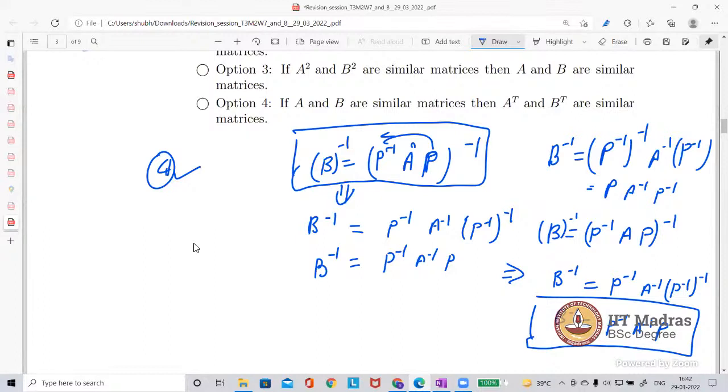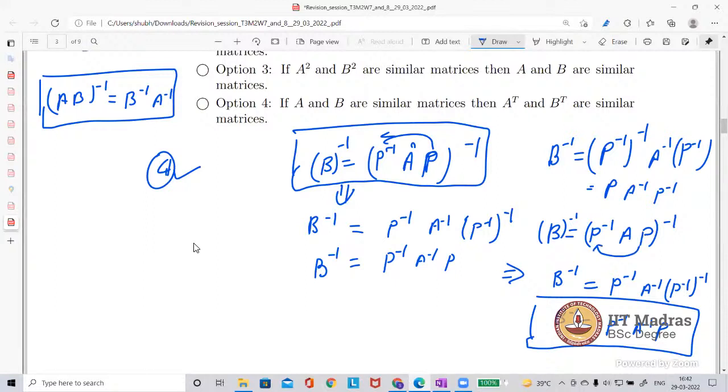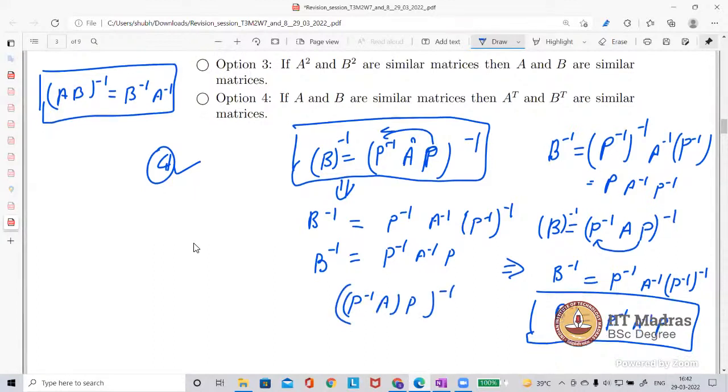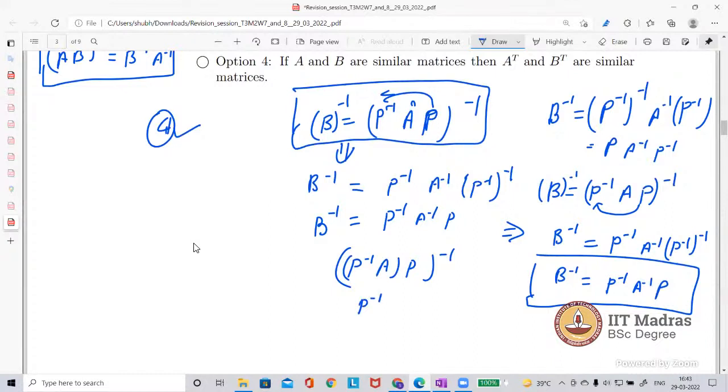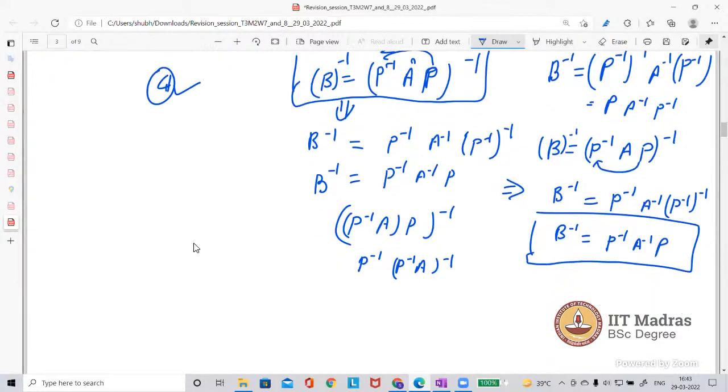Sir, how come, after P inverse A P whole inverse, we get this form? As you know, (AB) whole inverse, what does it mean? The order will change: B inverse A inverse. This is the property of matrices. So again, as the whole inverse is here, it will shift. If you apply the inverse to P inverse A P, what will it be? P inverse A to the whole inverse.